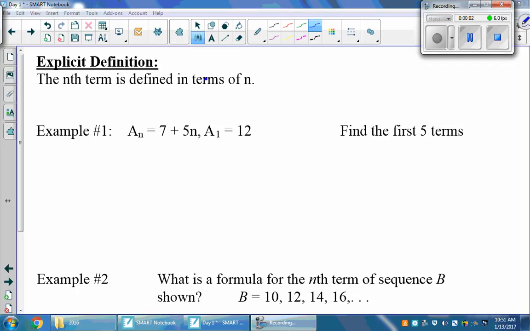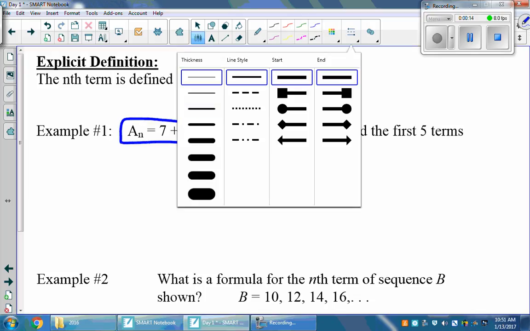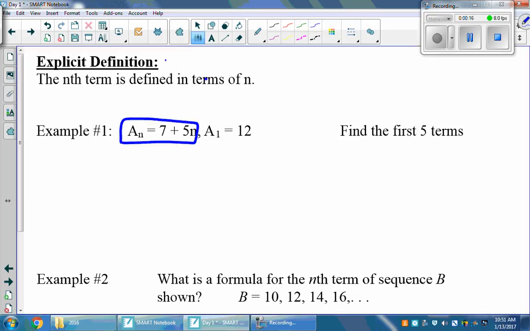All right, so here's where we left off, or maybe a question or two before this. There we go. Example 1, A of n. So, explicit definition. They're going to give you the formula, then they're going to give you what term to follow, right? So there's the first term. A of 1 is 12.